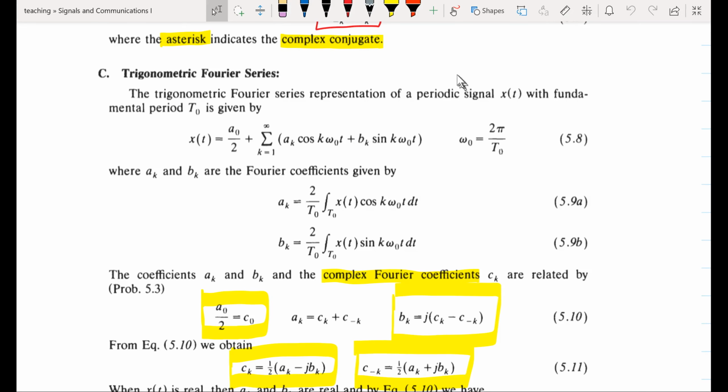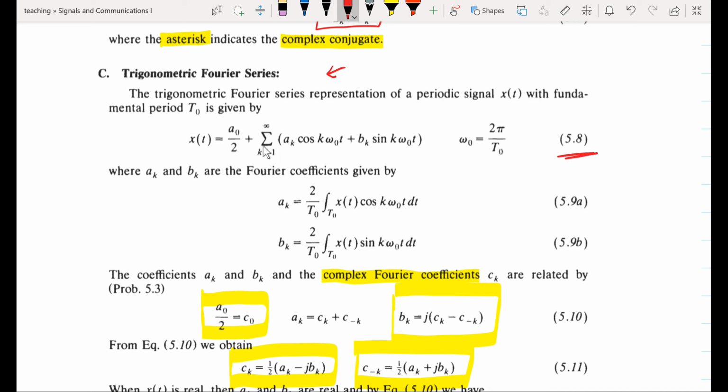So another way in which we can define the Fourier series for a periodic signal is the trigonometric form. We have already done the complex exponential form, and this is a special way in which the complex exponential form can be expressed in trigonometric form. The trigonometric Fourier series representation of a periodic signal having fundamental period t naught may be expressed as in equation 5.8.